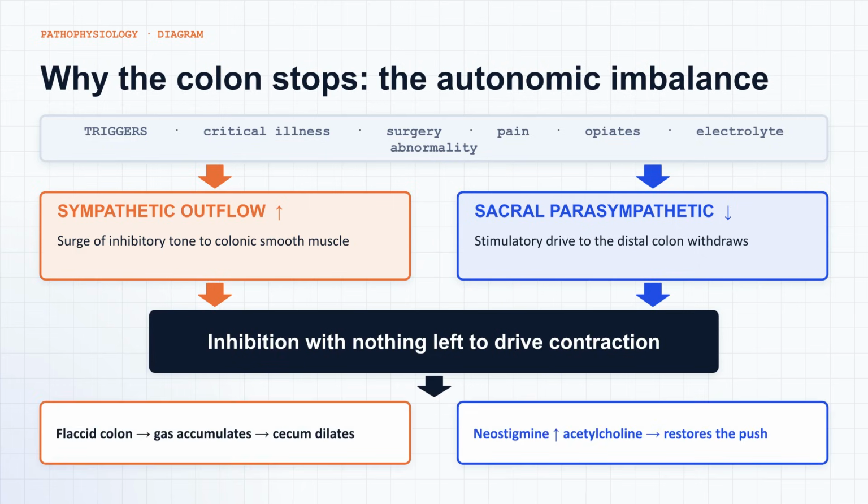Notice why neostigmine works. It raises acetylcholine and restores the missing parasympathetic push. Notice one more thing. This is why simply waiting rarely works. You have to change the balance.